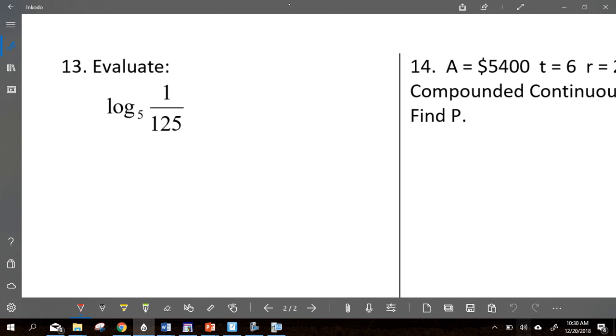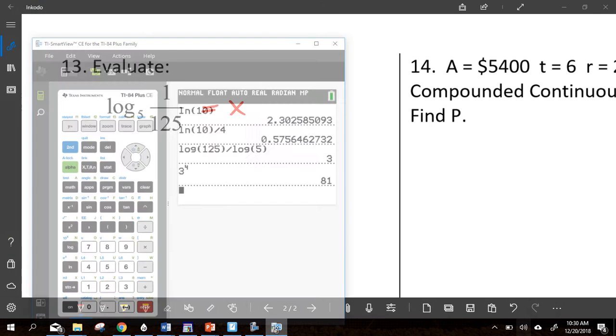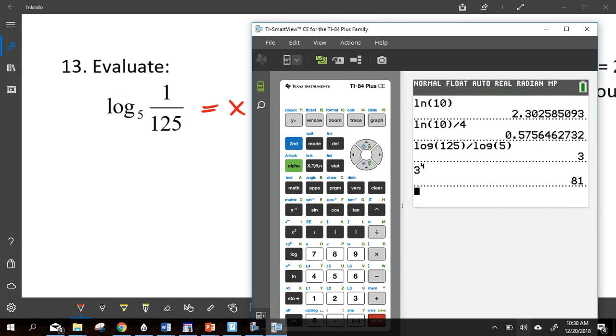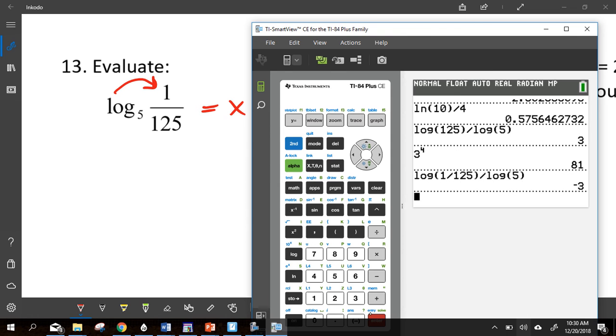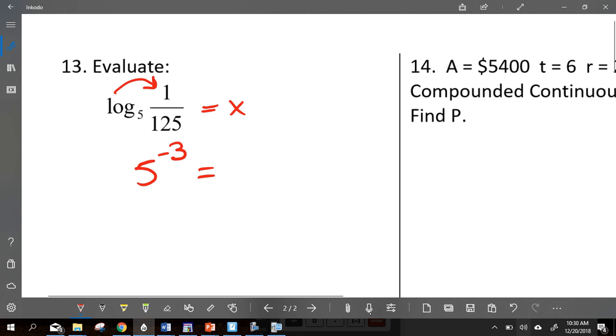If you're evaluating and there's not a number, make it equal to x. I've got log base 5 over here. So to get rid of log base 5, I could raise each side to the 5th power, or base of 5, or I could just type that into my calculator too. I could take the log of the number, so the log of 1 over 125, divided by the log of the base, so divided by log 5. That's negative 3, because 5 to the negative 3rd power equals 1 over 125. x is negative 3.